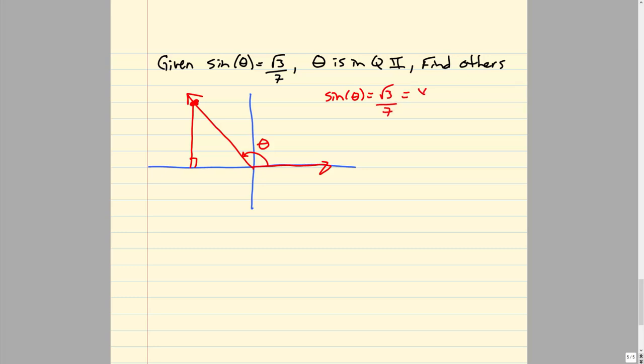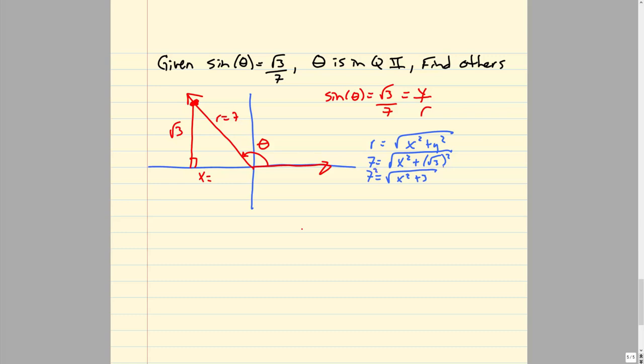Well, that is equal to y/r. So my y value, this vertical value, is going to be square root of 3. R is going to be 7. And this x is what I don't know. This x is my unknown right now. Well, the way that I can find x is to use r equals the square root of x squared plus y squared. R is 7. So 7 is equal to the square root of x squared plus root 3 squared. So 7 is equal to the square root of x squared plus 3.